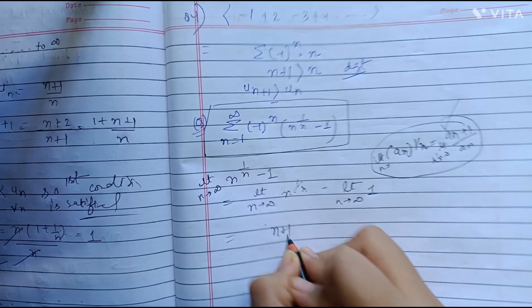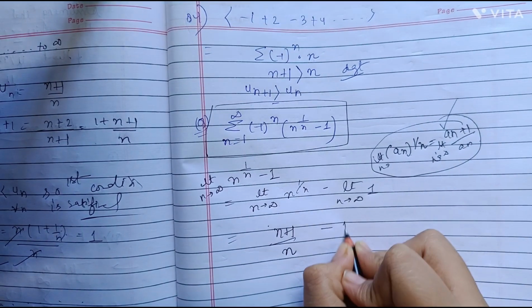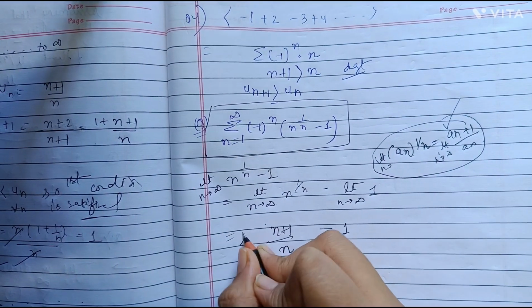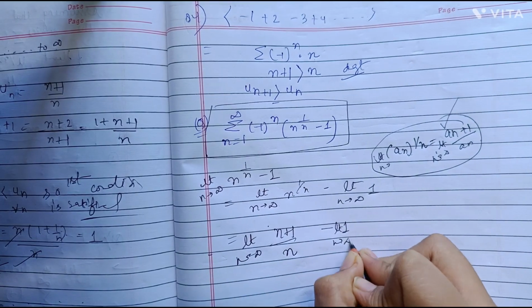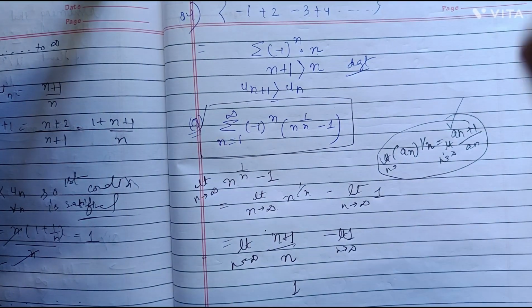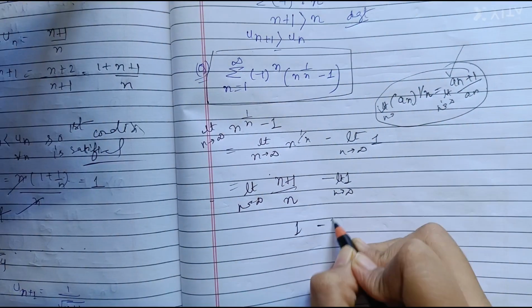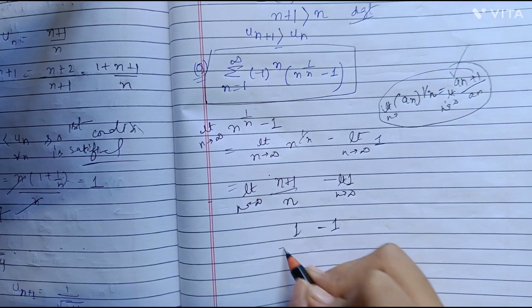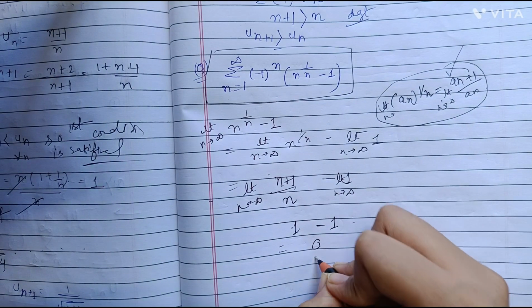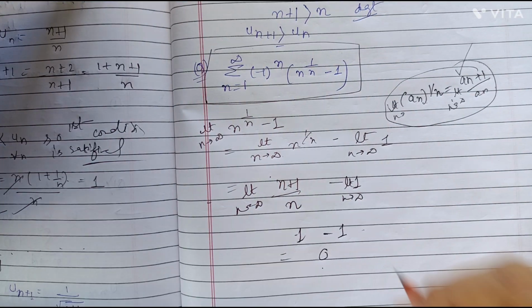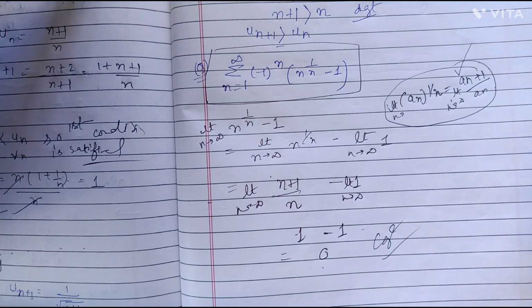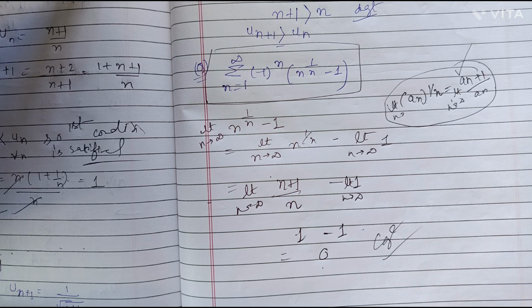So here n plus 1 upon n minus 1. Now if you apply the limit, limit n tends to infinity, if you put it here, this will become 1. You know how, taking n common, and this is again 1 and this is 0. 1 minus 1 is 0. So I am getting 0. So it's convergent.